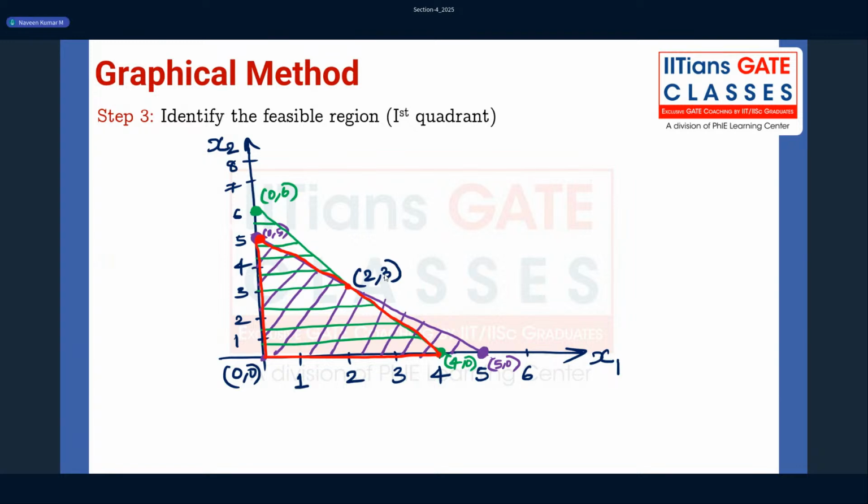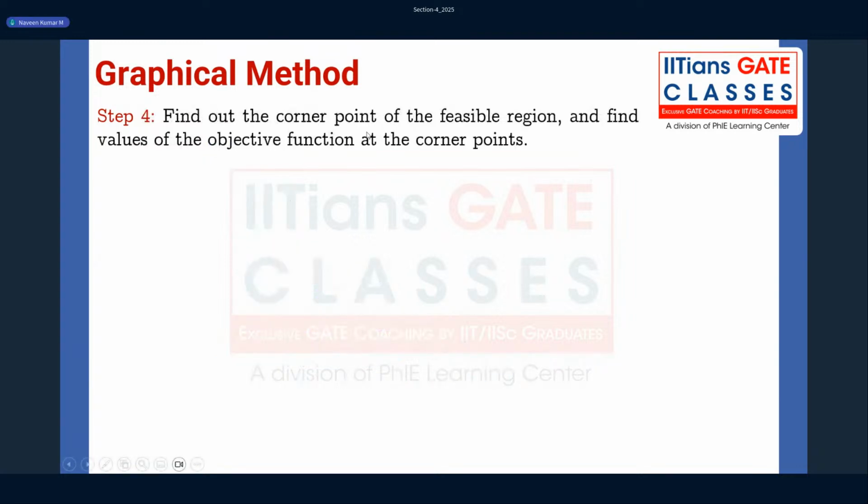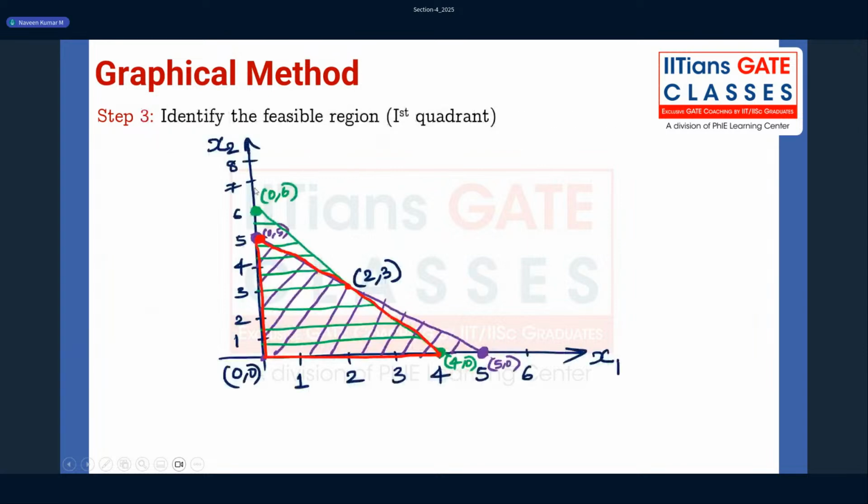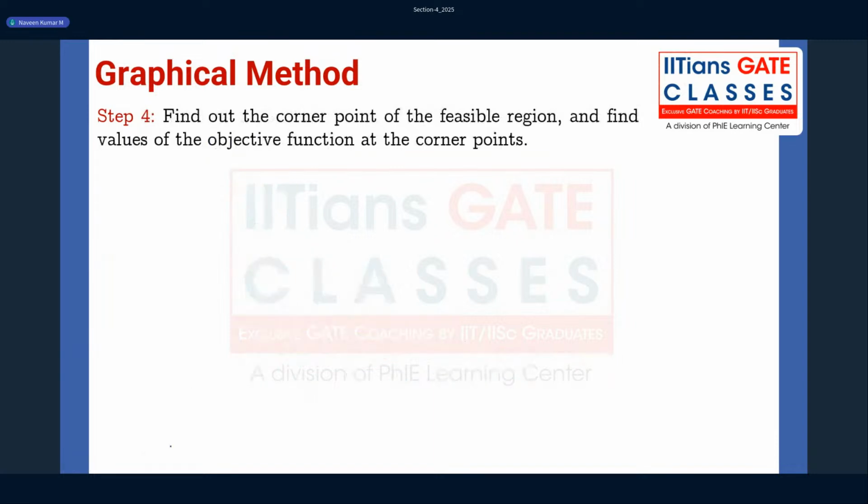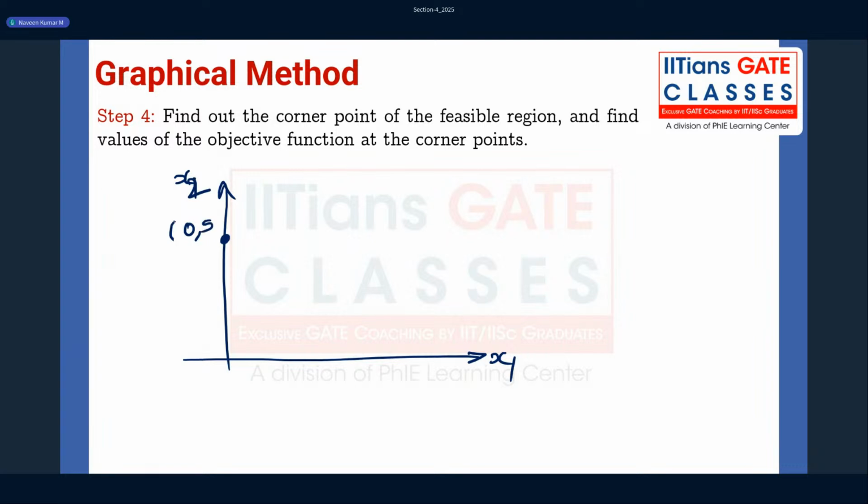Now the next step is to find the corner points of the feasible region and find the values of the objective function at the corner points. I'm going to do it here itself. So now I'm just going to plot this in the next plot. A simple plot, same thing I'm projecting, how it is looking on average. So this is your x1, x2, sorry, right? So what I'm doing, this is your 0, comma 5.